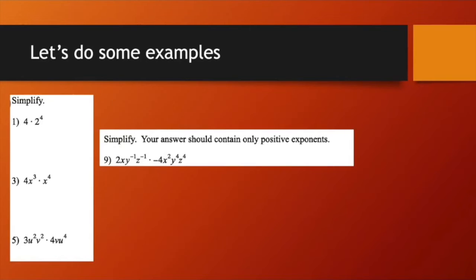All right, number one, they don't have the same base. I have 4 and 2 to the 4th. You can't do anything, but we could make that first 4 become, this 4 is 2 to the 2nd. So this is like 2 to the 2nd times 2 to the 4th. So it's 2 to the 6th.